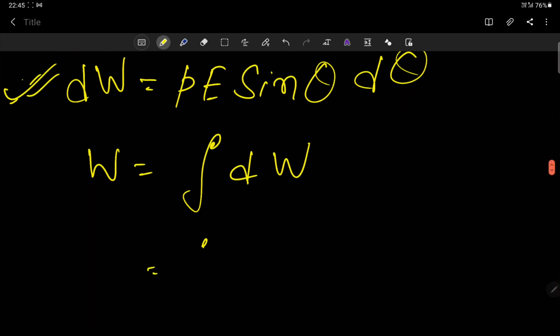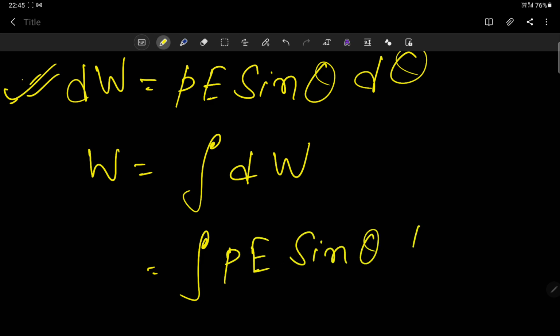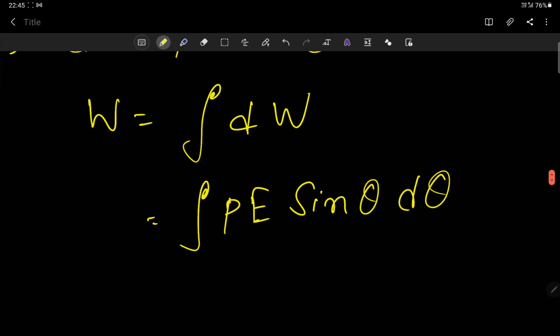So what is the value of dW? It is P E sin theta d theta. Now we have to put the limit from where to where. Suppose the initial angle is theta 1 and the final angle is theta 2. That means we are trying to rotate this dipole from theta 1 to theta 2. Theta 1 and theta 2 are any two arbitrary angles.